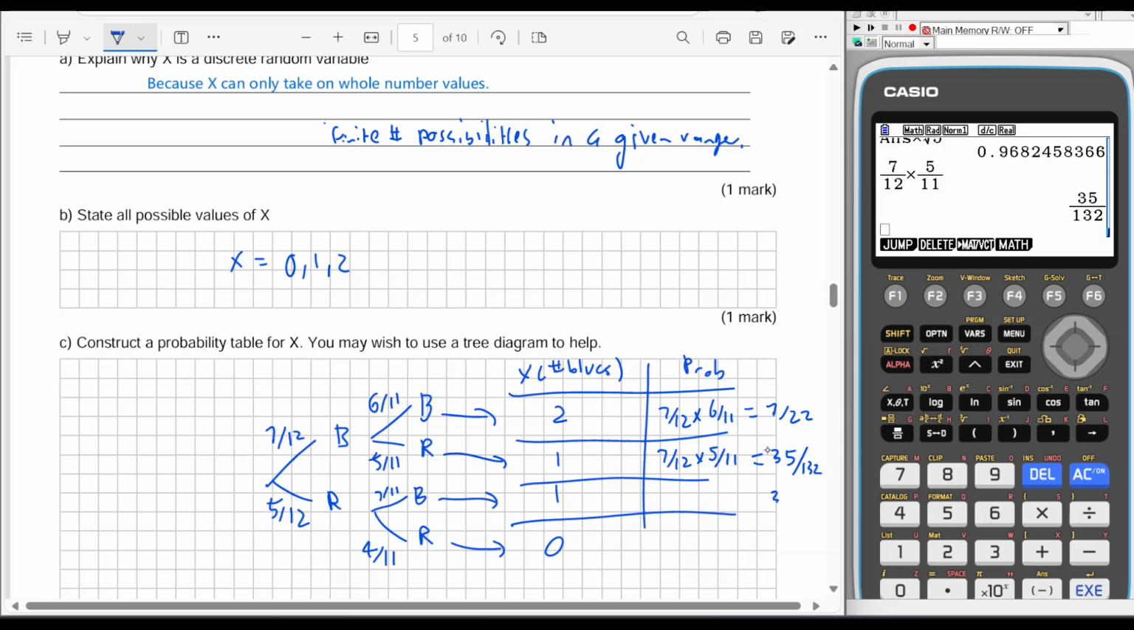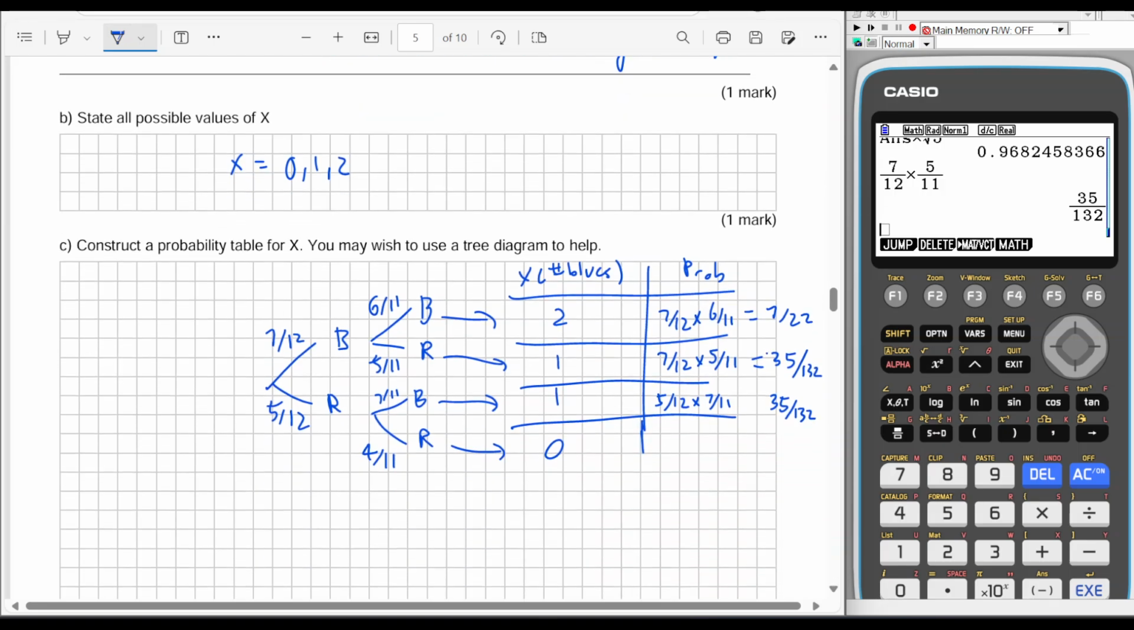This one should be the same, 35 out of 132. But if you want to verify it, it's 5/12 times 7/11. You can check that. It does give you the same thing. And then 0 will be 5/12 and 4/11. So if we work out what that is, 5/12 times 4 out of 11 gives us 5 out of 33. Okay, so now we need to make our probability table.